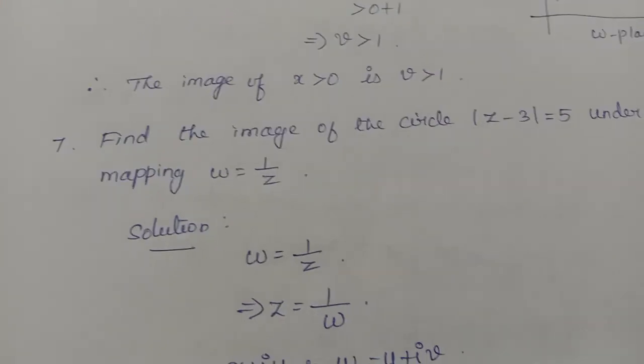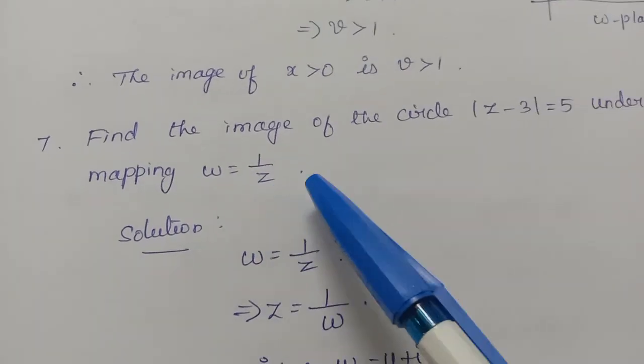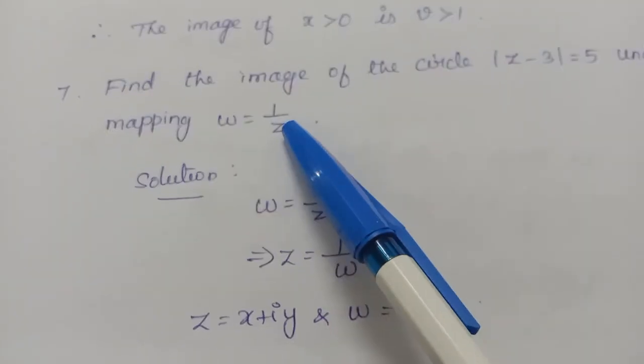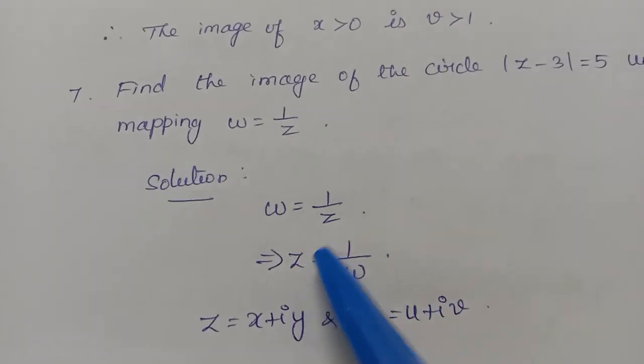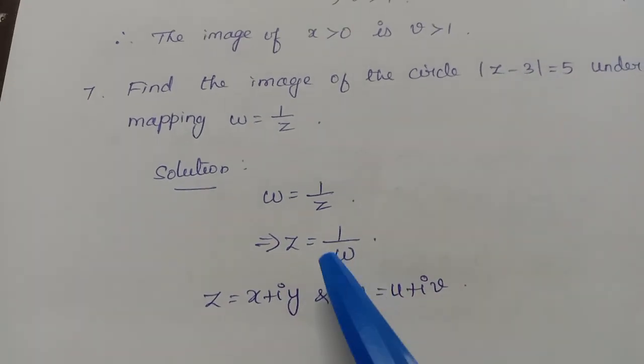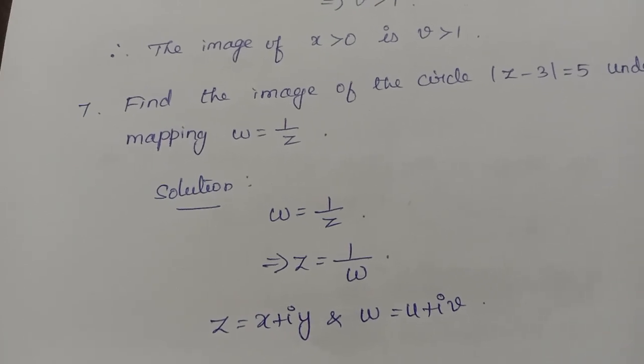That's all. Next one: find the image of the circle mod z minus 3 equal to 5 under the mapping w equal to 1 by z. So w equal to 1 by z is called inversion, no? Whenever you have inversion, you write it the other way: z equal to 1 by w. Now z is x plus iy, and w is u plus iv.